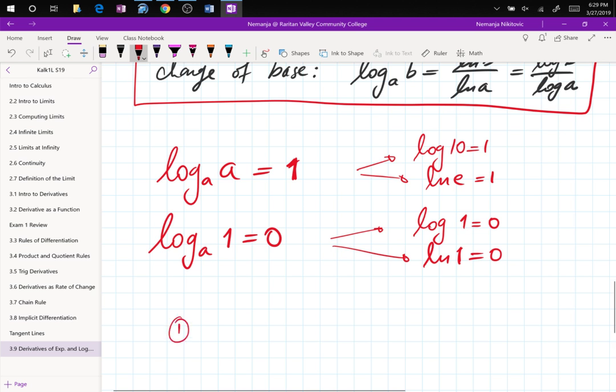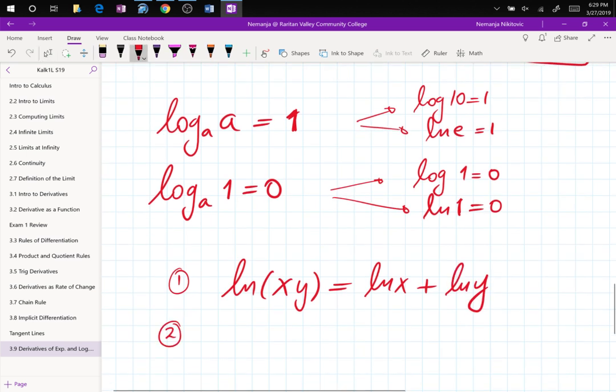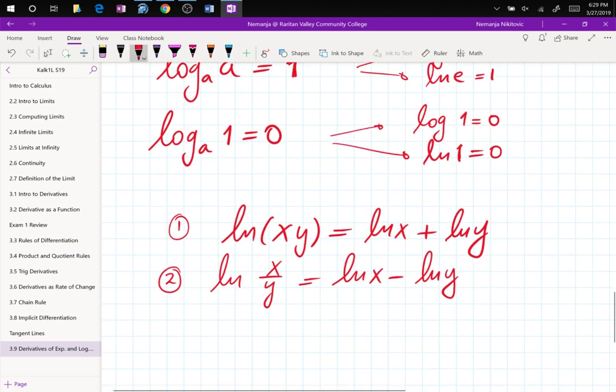Number 1, you can use log, you can use ln. Let's use ln, it's shorter. ln of x times y is ln x plus ln y. Number 2, ln of x over y is ln x minus ln y. And finally, number 3, ln of x to the power p is p times ln x.